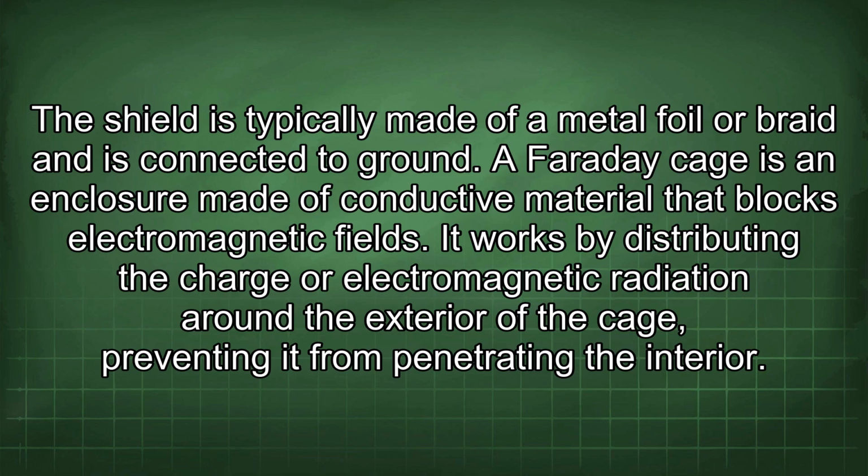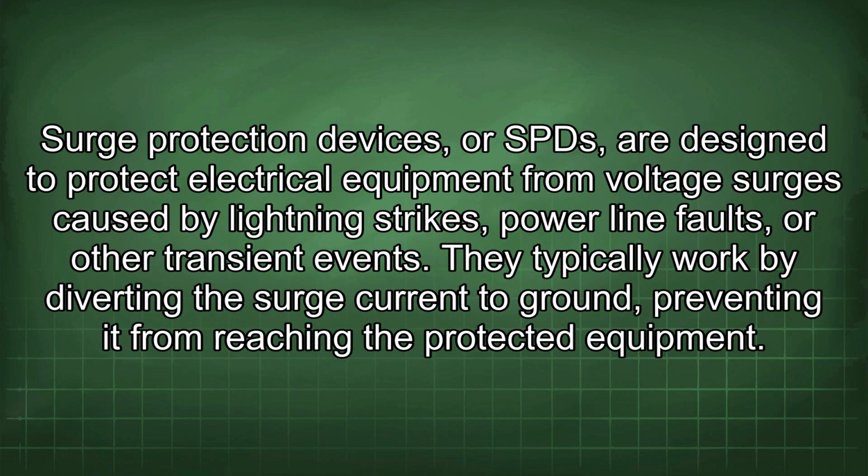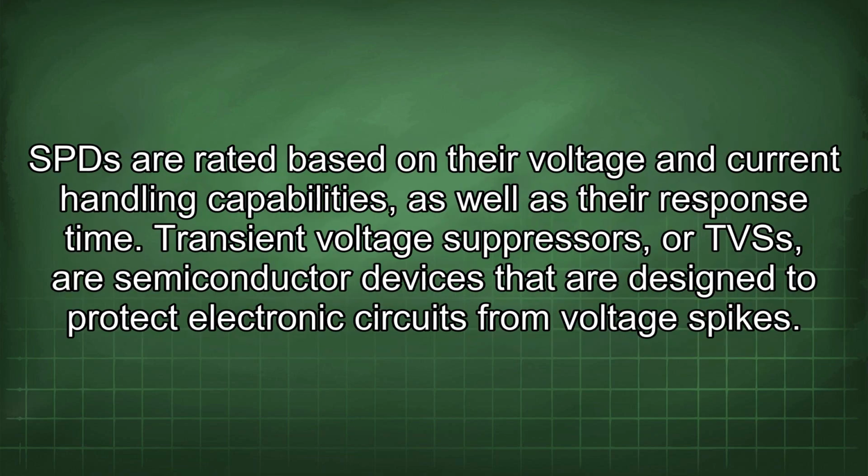A Faraday cage is an enclosure made of conductive material that blocks electromagnetic fields. It works by distributing the charge or electromagnetic radiation around the exterior of the cage, preventing it from penetrating the interior. Surge protection devices, or SPDs, are designed to protect electrical equipment from voltage surges caused by lightning strikes, power line faults, or other transient events. They typically work by diverting the surge current to ground, preventing it from reaching the protected equipment. SPD are rated based on their voltage and current handling capabilities, as well as their response time.